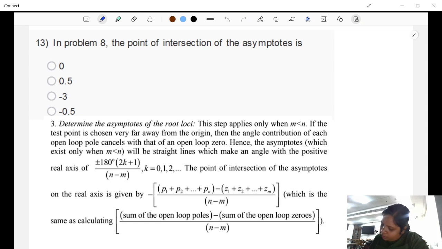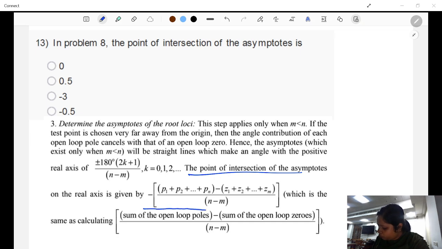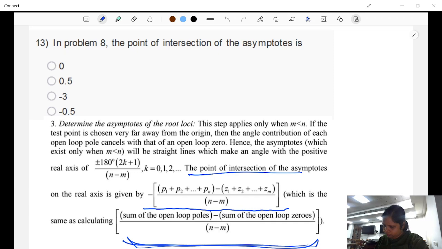So what is the point of intersection of the asymptotes? The point of intersection is given by the negative of the sum of open loop poles minus the sum of open loop zeros, upon n minus m. Try to remember this: sum of open loop poles minus sum of open loop zeros upon n minus m. So how are we going to find this?